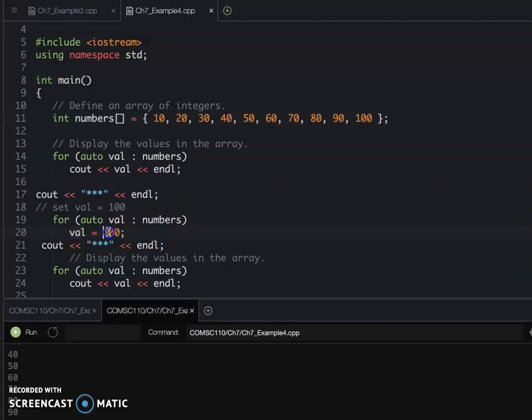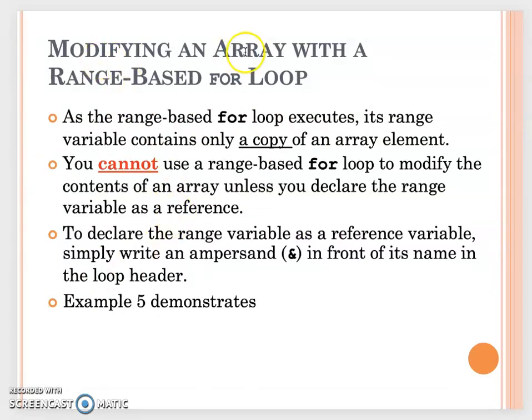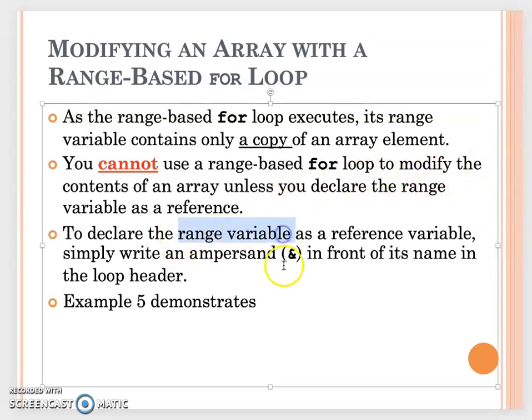So even if your range variable value is updated, it just updates the local variable. It never goes back into your original array, because like we said, it only does the copy. So if you really want to use the range-based for loop to modify your original array, you cannot modify it using a plain range variable. Instead, you need to declare your range variable as a reference variable.